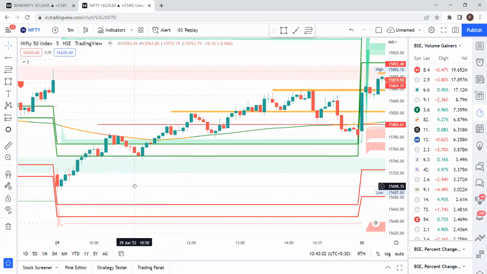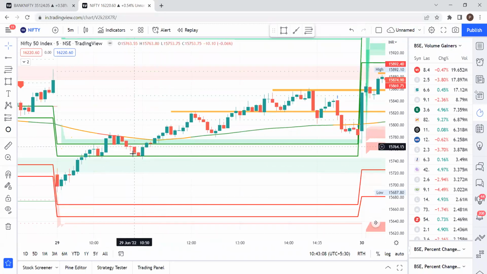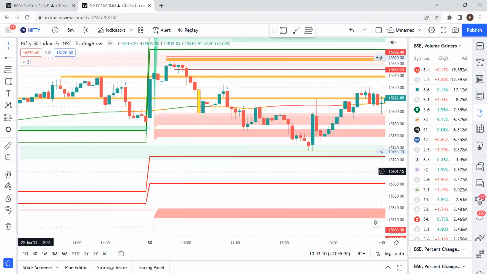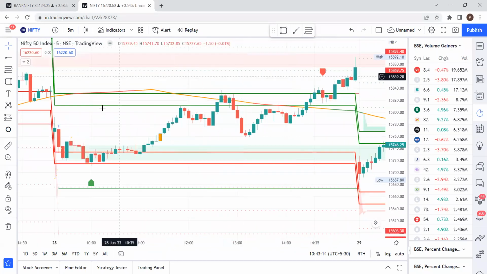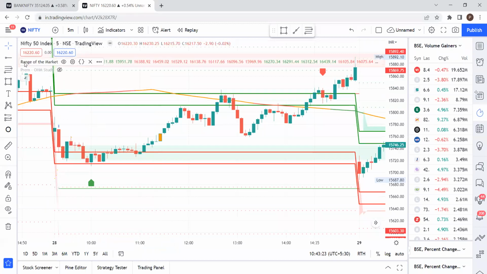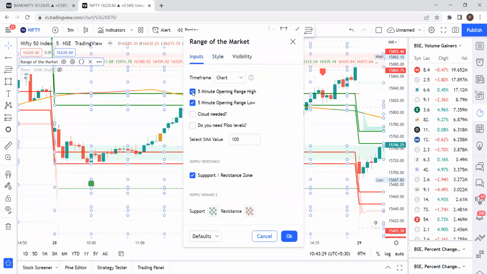The second part of the lesson is that another two lines will be forming. This is the range of the market. I said there will be some more occasions where you find two more lines created. I'll show you. Let's say this one. You have another line created here. I'll remove both the lines here.